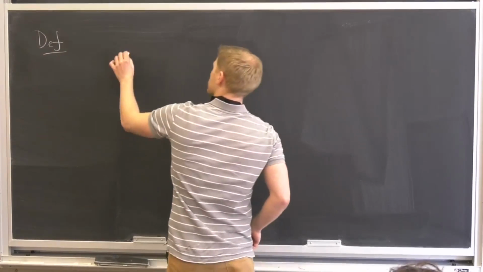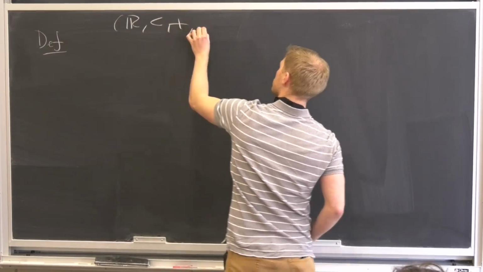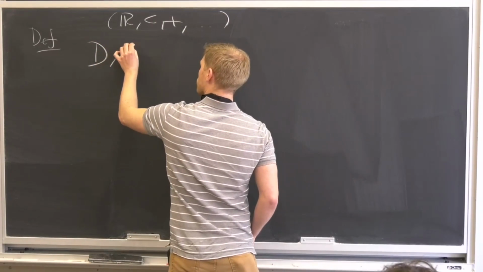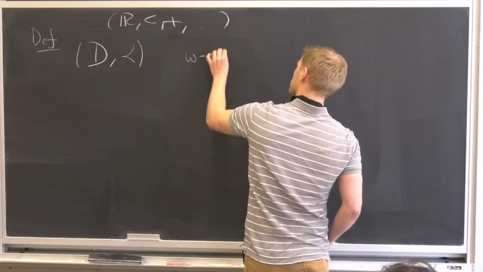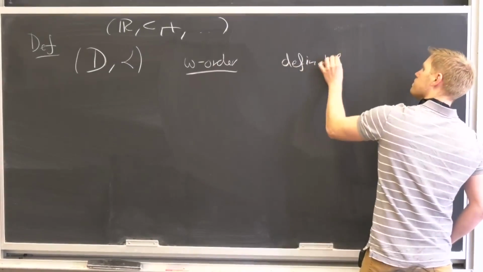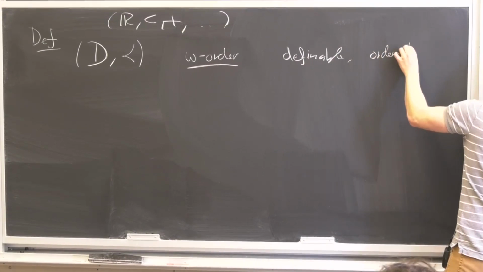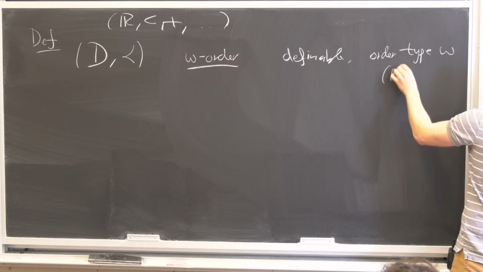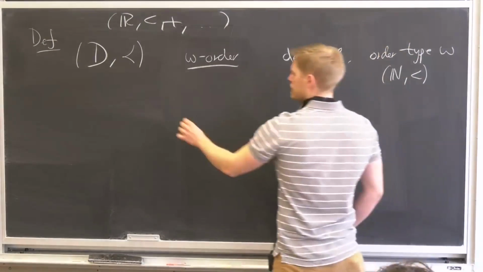set. For now, as I said, this is in an expansion of the real additive group. A dense omega orderable set was some kind of definable order. If it's just an omega order, then we just mean that it's definable, and that the order type of this definable order is omega. Order type omega means that it's order isomorphic to the naturals with the usual order.